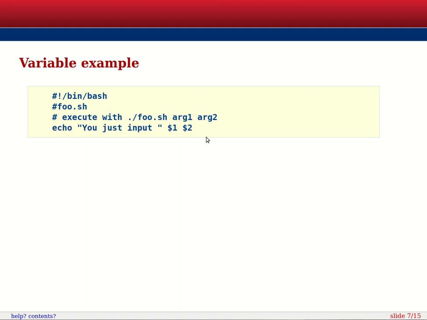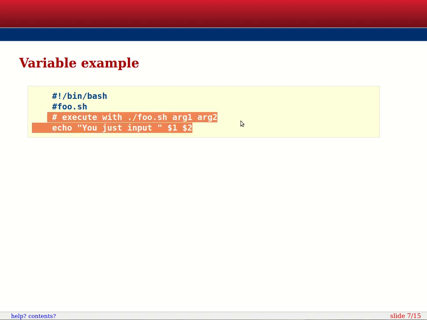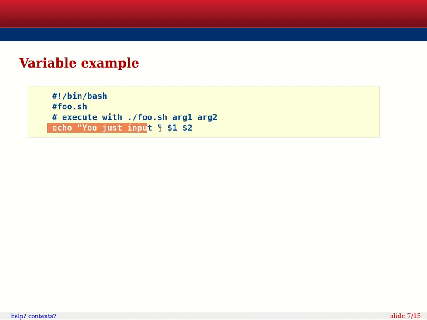So here's an example of variables. Once again, here's my shebang at the top. These other two lines are comments, and this is the only line that actually does anything. This says we will run this command with ./foo.sh. We can pass in 2 arguments, and now inside of my script they will be available as $1 and $2.